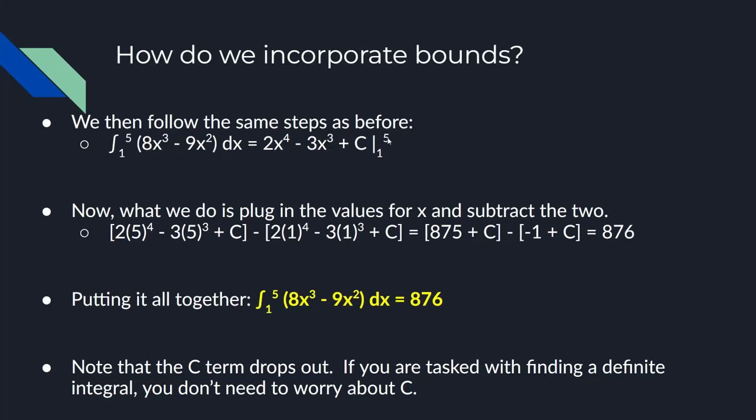So here, our final number is 5, so I take the equation, I plug a 5 in for the x in these two terms, then I do minus, and then I plug in a 1 because of my initial term. This ends up getting me the equation 875 plus c minus -1 plus c. What about the c? Well, guess what? It cancels out because the constant term isn't affected. So it ends up being c minus c, which gets us 876. So again, we end up with a single numerical number.